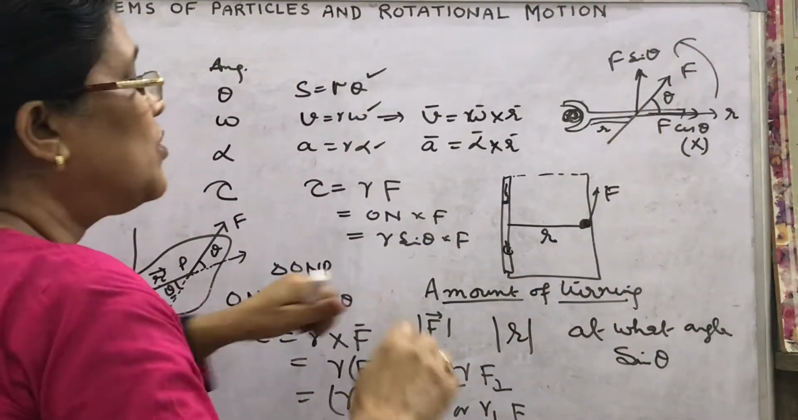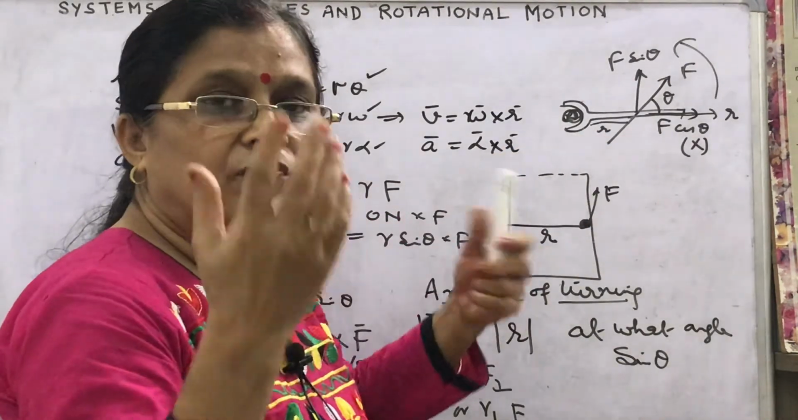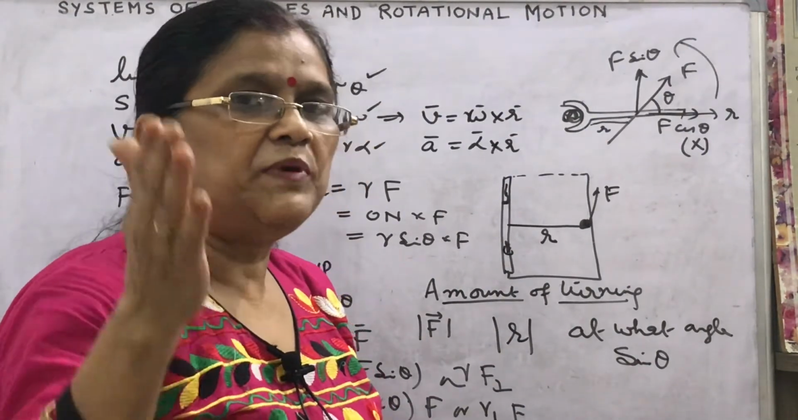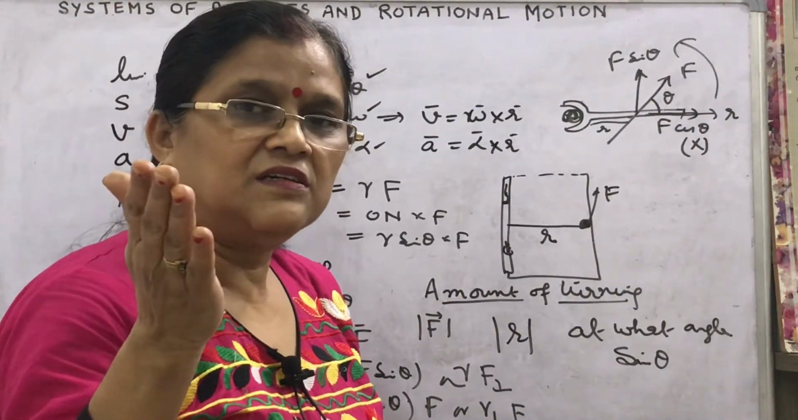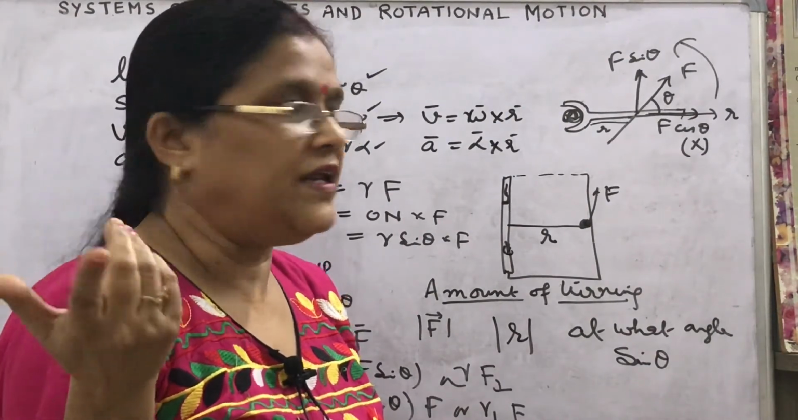There is no role of F cos theta, or any component of force which is parallel to R, or any force which is passing through the origin. It will not rotate the object. It will not produce any turning effect.